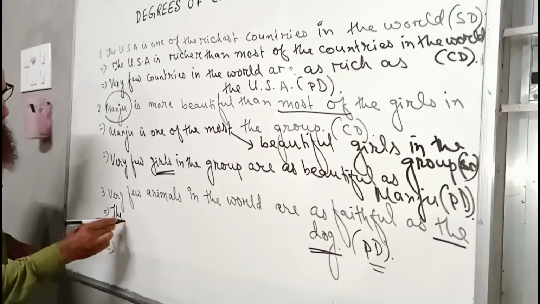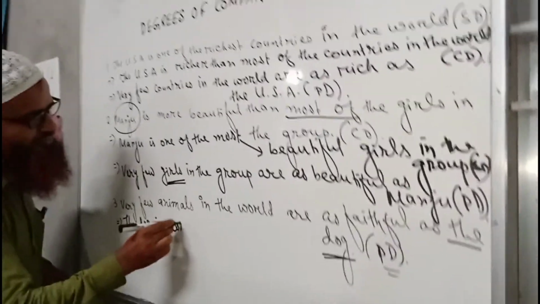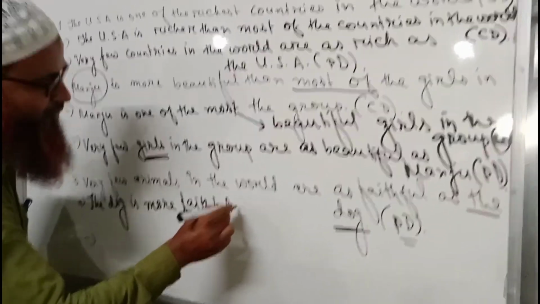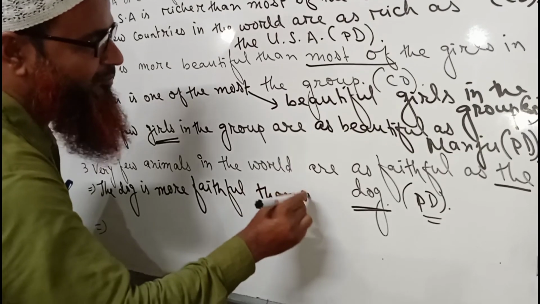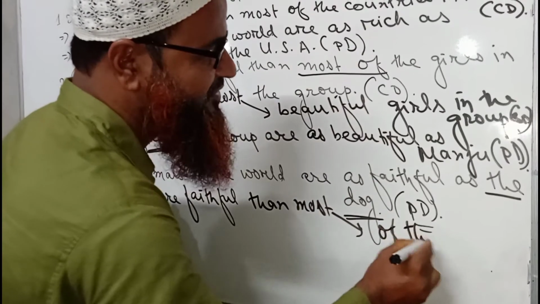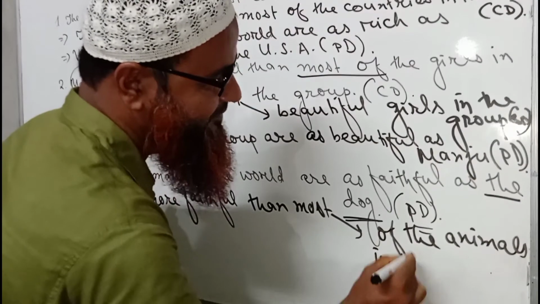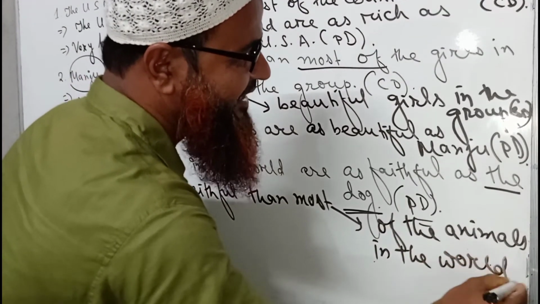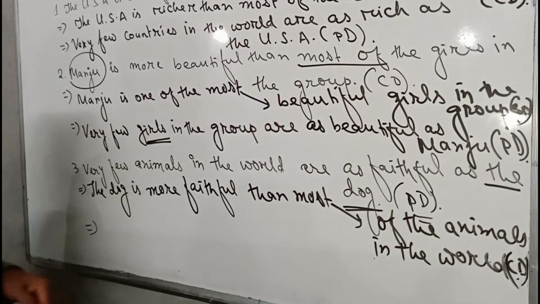Okay, the dog is more faithful. So faithful in its comparative degree, it will be more faithful. The dog is more faithful. The dog is more faithful than most of the animals in the world. Okay, in the world. So very simple. So it will be CD. That means it will be comparative degree.